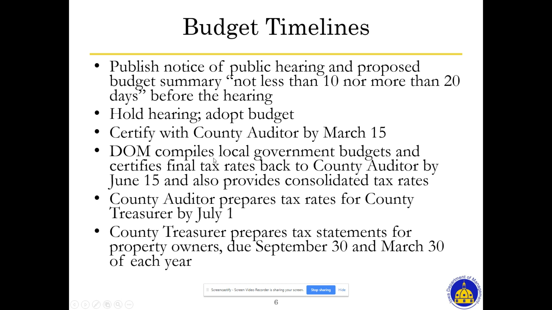The Department of Management then compiles local government budgets, and we certify final tax rates back to the county auditor by June 15th. We also provide county auditors with consolidated tax rates by tax district for assistance in their preparation of tax statements. So the county auditor then prepares the tax rates and provides that to the county treasurer by July 1, and the county treasurer goes through the process to compile all that information and prepare tax statements for property owners. And those tax statements are for taxes due September 30th and March 30th of each year.